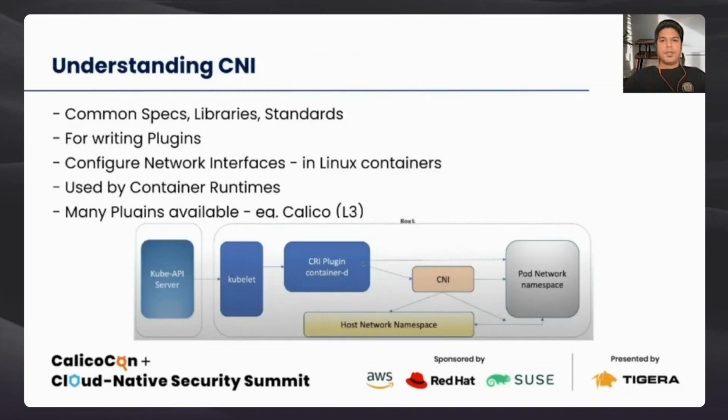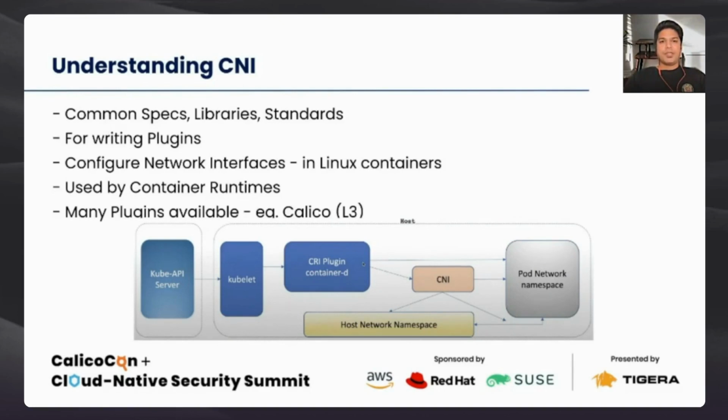In order to implement a Kubernetes networking model, Kubernetes introduced a CNI, container network interface, which is nothing but a common set of standards, specifications, libraries, etc., which is managed by CNCF. CNI basically is a common spec for writing CNI plugins.